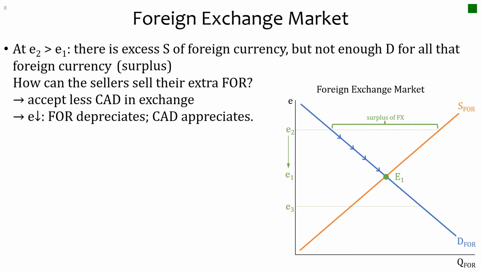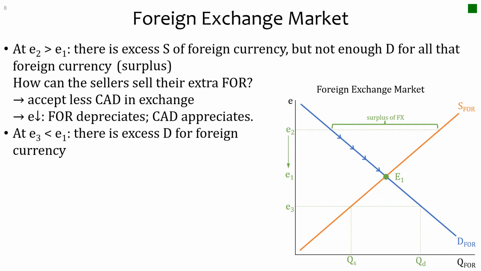So again, you can draw a horizontal line. You find your quantity supplied and quantity demanded, and you can tell that at E3 there is excess demand for foreign currency, but not enough supply, right? So that's called a shortage, and graphically that's just the distance between QS and QD. All right, so you should be able to show graphically what is a surplus and what is a shortage.